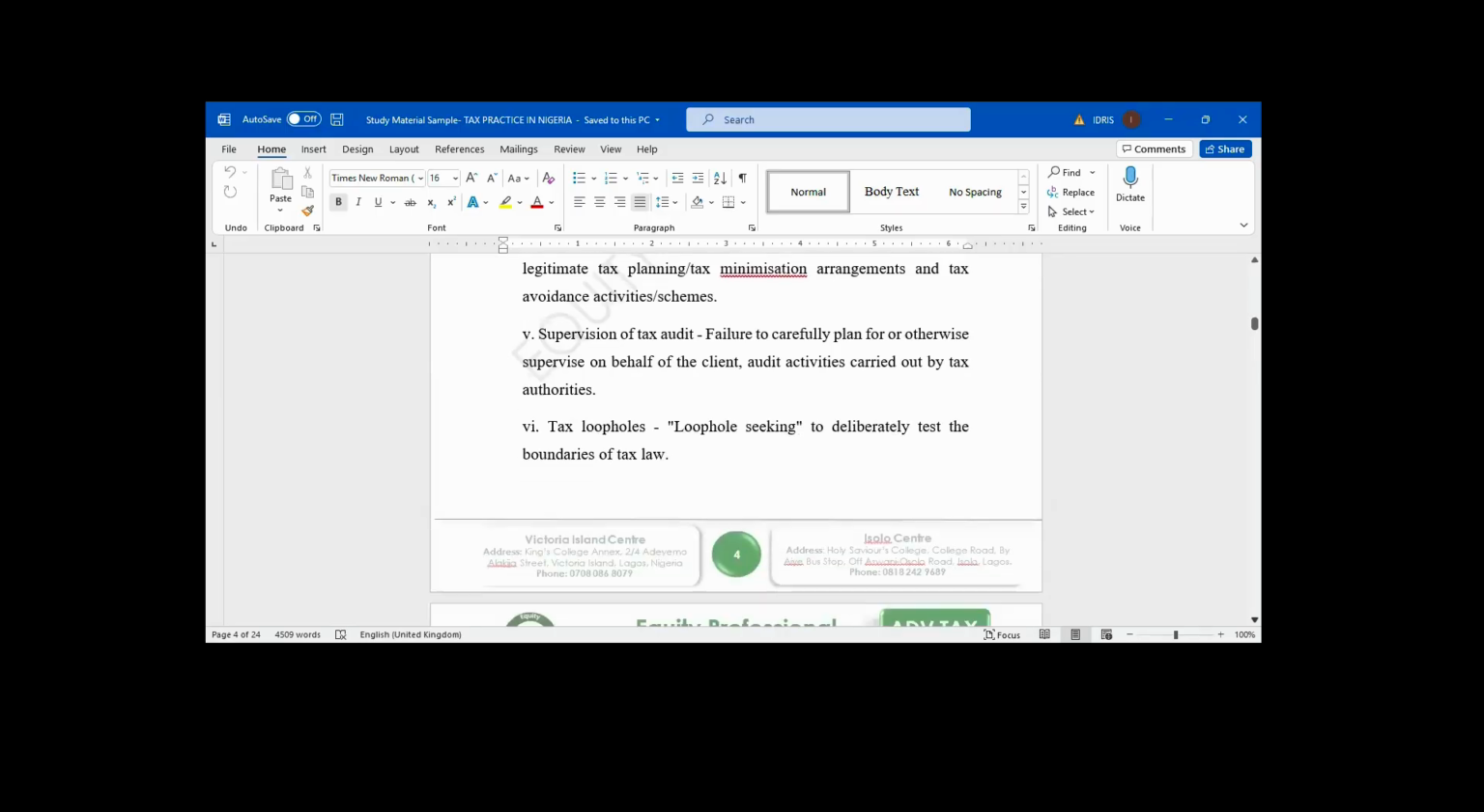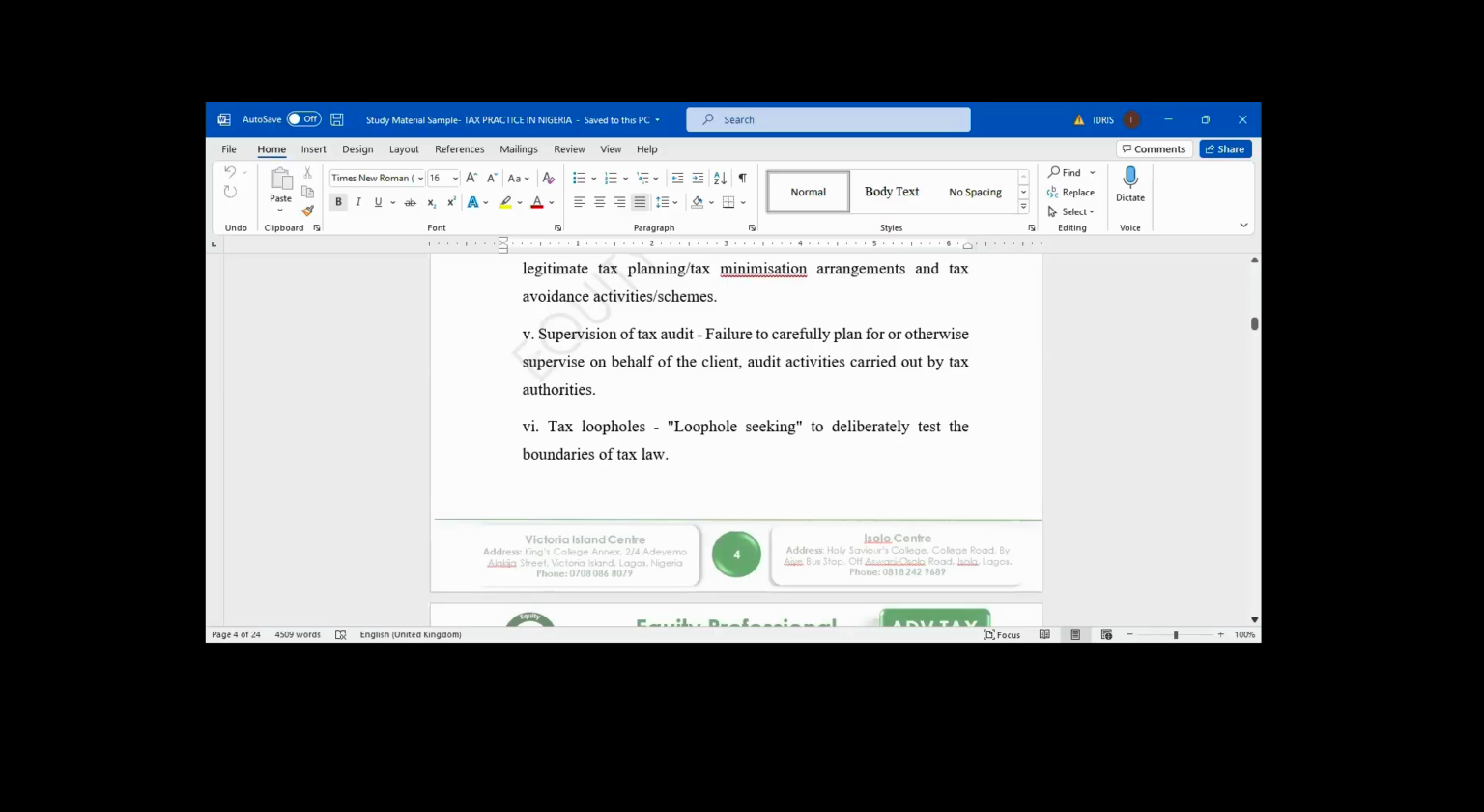Another ethical issue that may affect your job while doing tax practice is supervision of tax audits. You are the one that renders tax service to your client. You are the one that helps your clients to compute capital allowance, value-added tax, and company income tax. Tax authority now gives notice of tax audits that they want to come and perform in the client premises. You're supposed to be there.